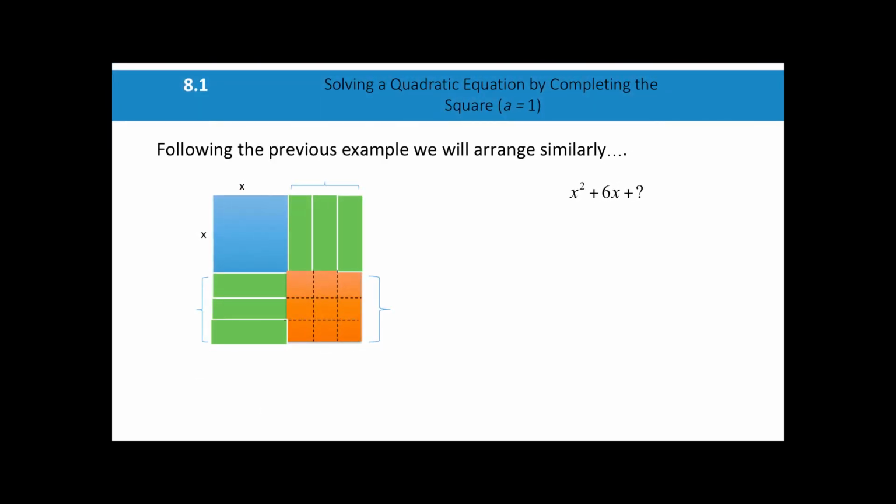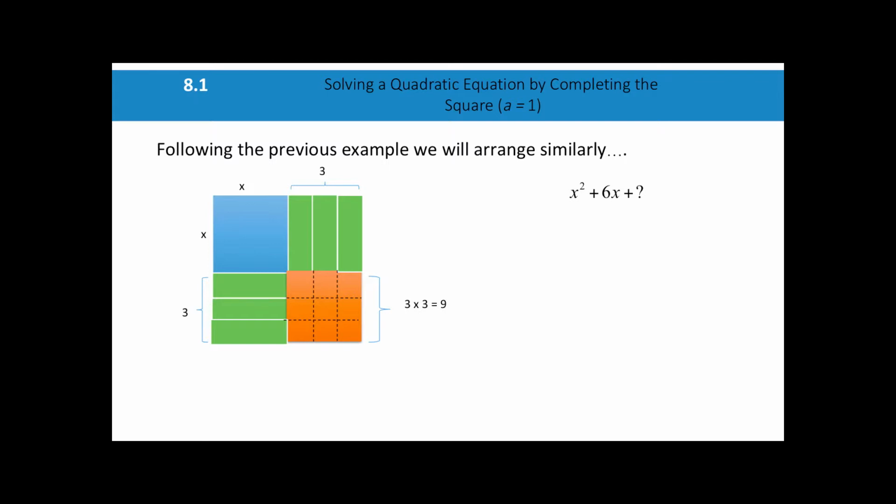Following the previous example, we will arrange similarly. So x squared plus 6x, I'm going to split the 6 up into 3 and 3 along the big x squared. And the missing part is going to be filled in by little squares. And how many of those are there? The missing piece is a 3 by 3, which means 9 little squares. And that completes the square.